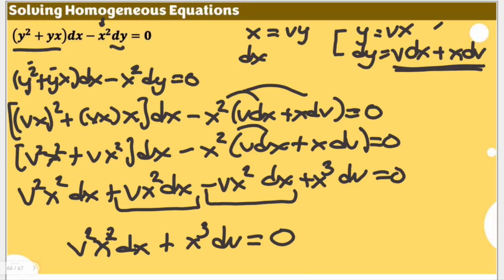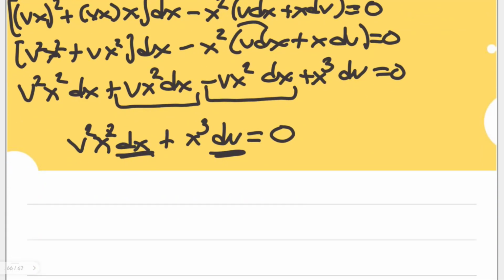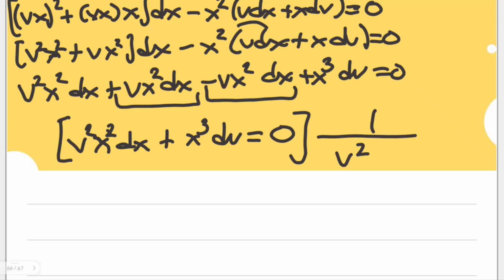Now that we are done with this, the next thing here is to use the process of separation of variables. Hence, we would like only v for dv and x for dx. To do that, since we don't like our v squared here, we're going to multiply this entire expression by 1 over v squared, so that would be cancelled here. At the same time, we don't like x cubed here, so we'll have to divide by x cubed as well. So with that, on our first term, this will be cancelled. You have x squared divided by x cubed. That's basically equal to dx over x.